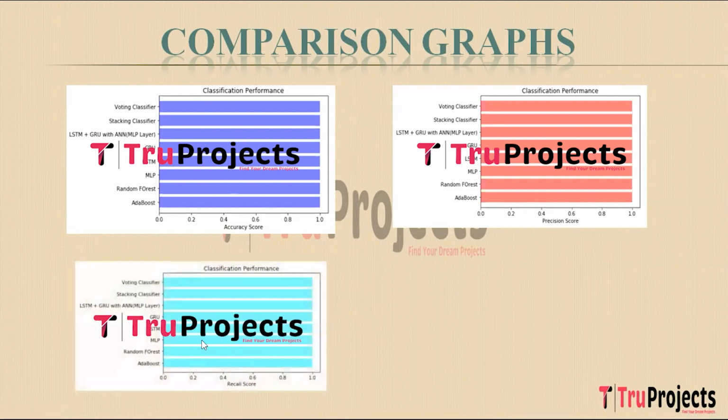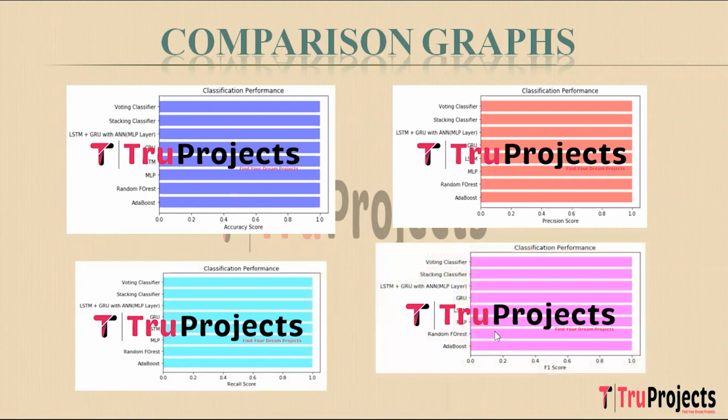This is recall comparison graph. In this graph on x-axis I have recall scores, and on y-axis I have algorithm names. So recall measures the ability to identify all relevant instances, showing how many actual positives were correctly predicted.